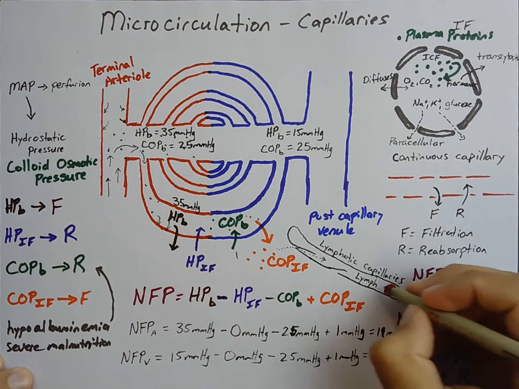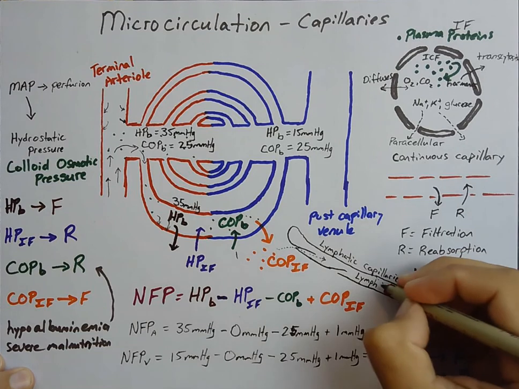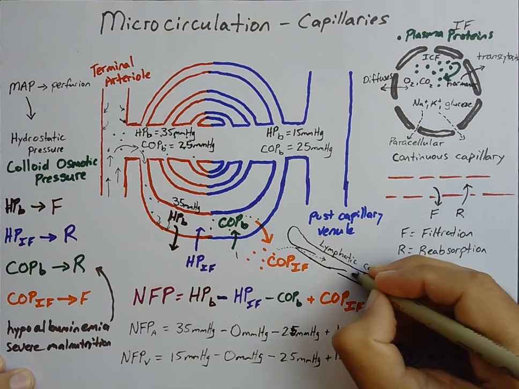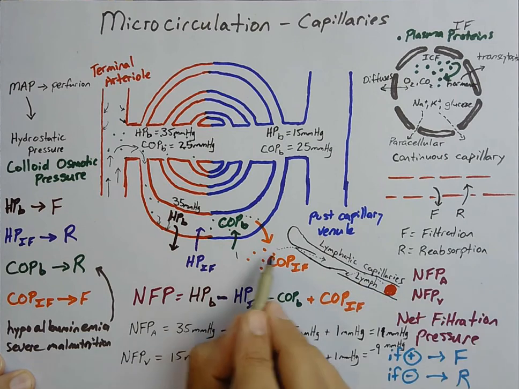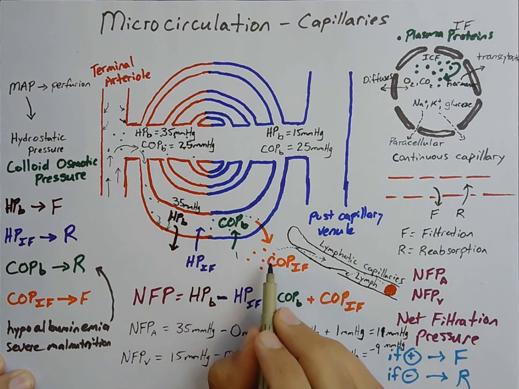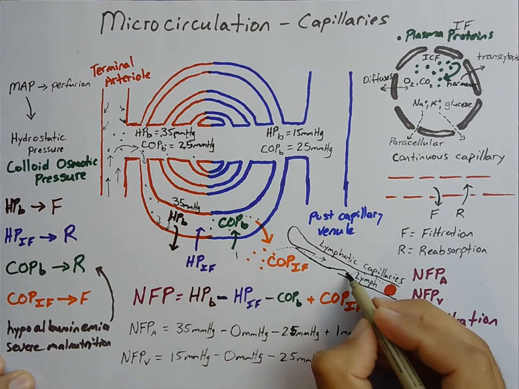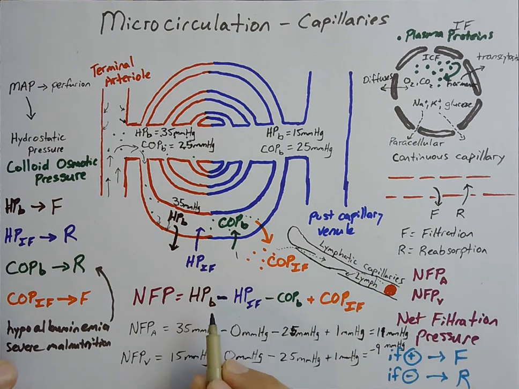So if we block this, what's going to end up happening is fluid is going to back up and go the other way, right? So this fluid can no longer leave the tissues. Instead, the fluid starts to go backwards. So which of these values is going to be impacted by this lymphatic block?